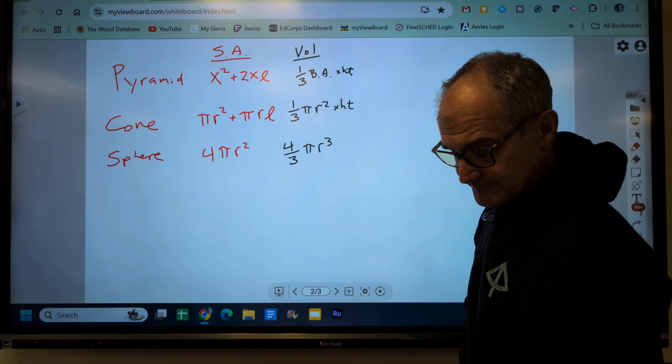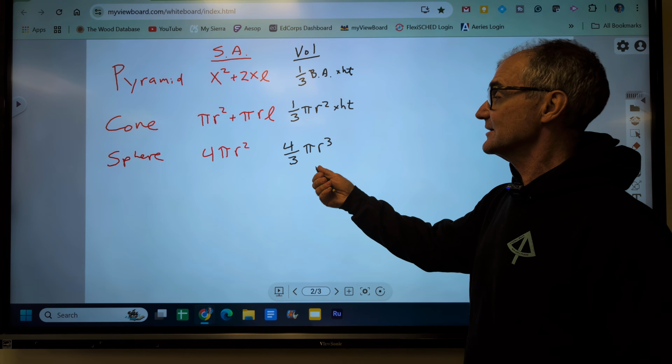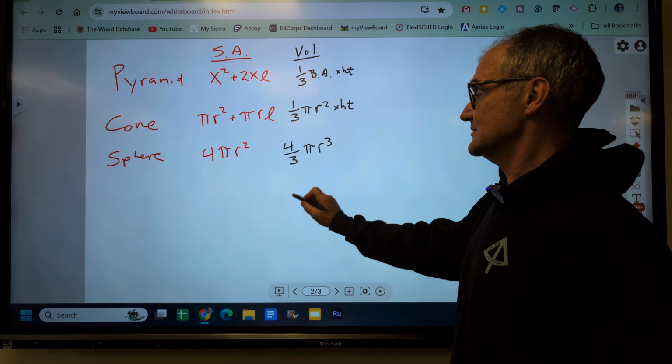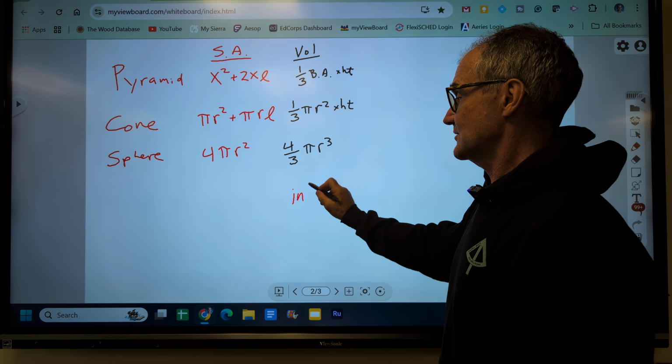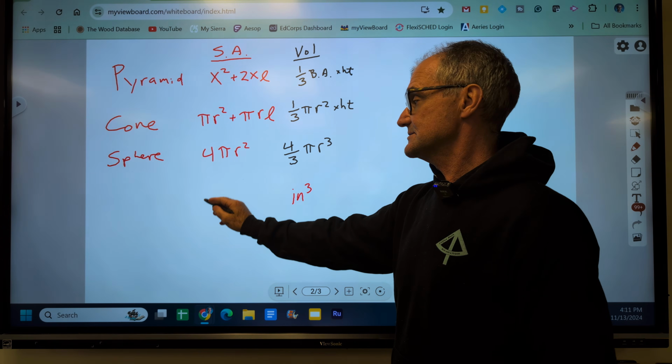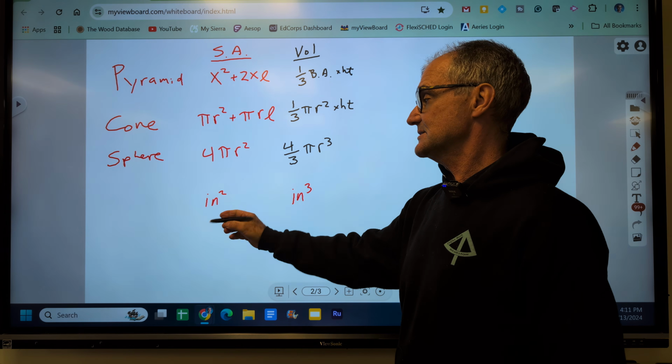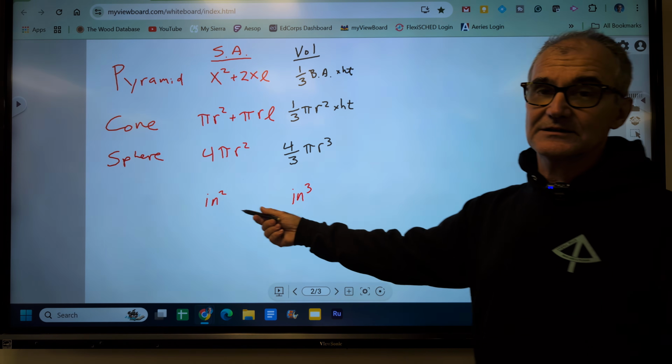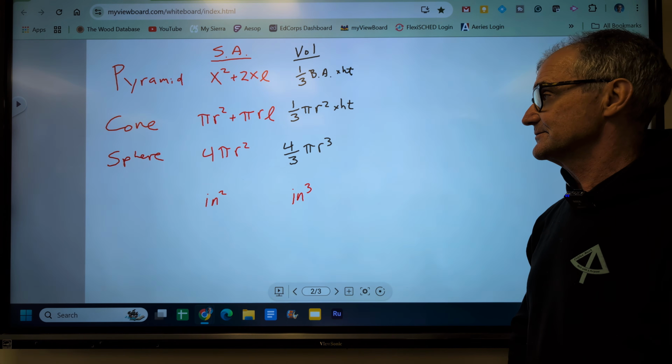Because we are in 3 dimensions for volume, our units are going to be cubic. So this will always be cubic inches or whatever it is. Surface area is 2-dimensional, so your units here would be squared, like square inches, square centimeters.